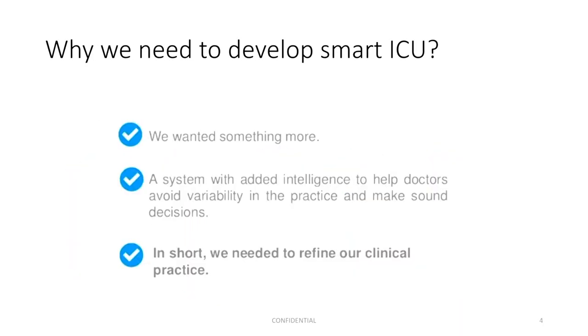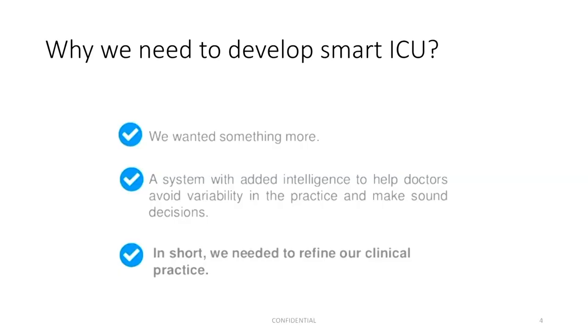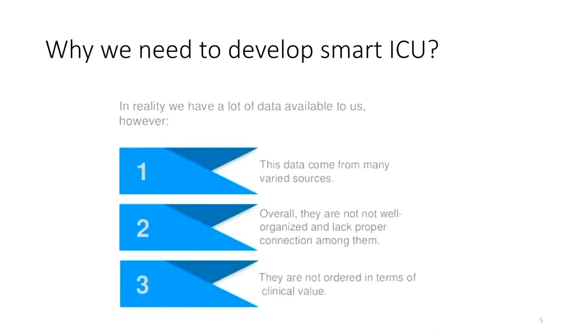So we wanted something more. What do we want? We want a system with added intelligence that helps to avoid variability in practice and make a sound decision. So we require the help of technology. We require the help of artificial intelligence. By having all your data, it helps you interpret it in a very professional and prolific way. So in short, we need to refine our clinical practice.